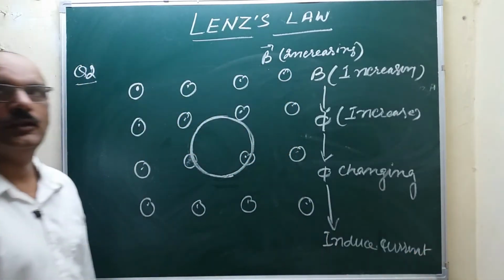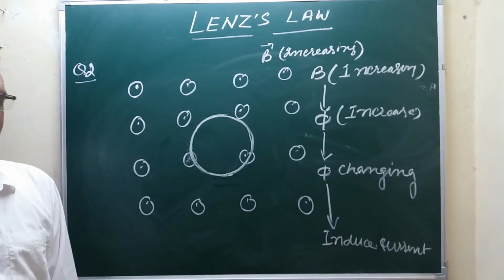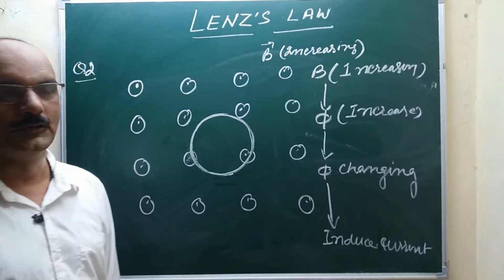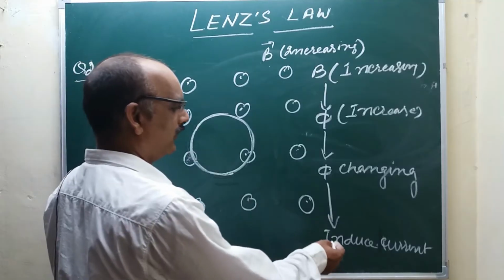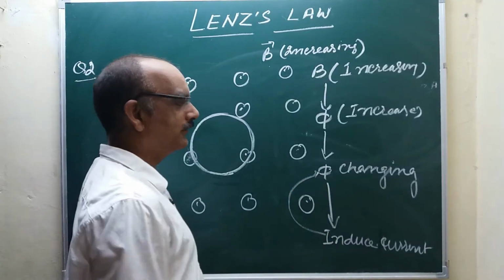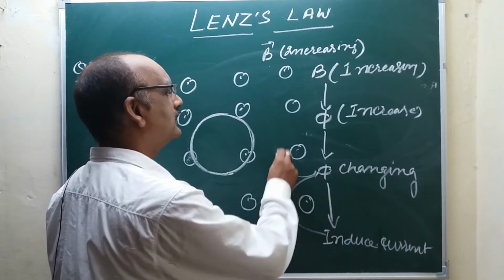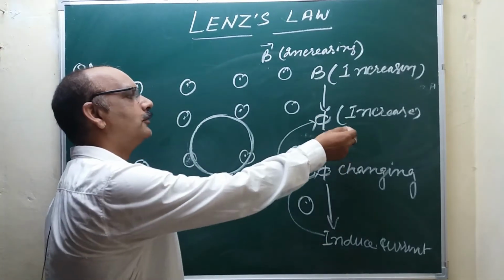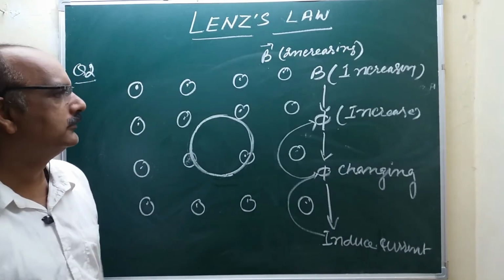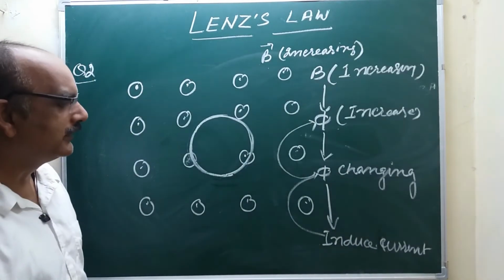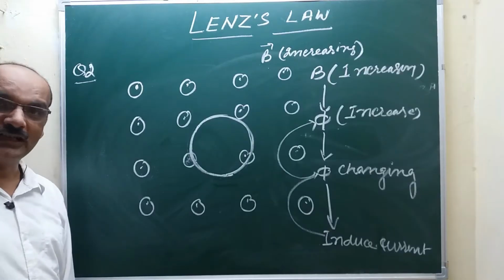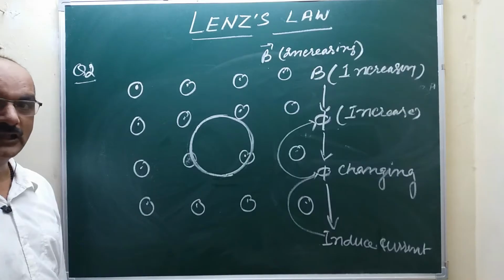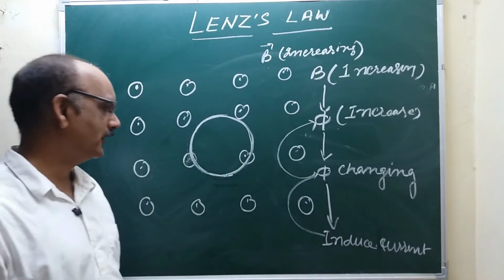Now what is the direction of induced current? The direction of induced current is such that it will oppose the cause which has produced it. Why is the induced current produced? Change in flux. How is it changing? Flux is increasing. It means that induced current will oppose the increase in flux. That is, the direction of induced current will be such that it opposes the increase in flux.